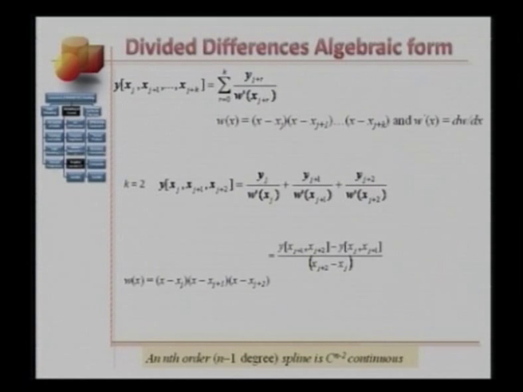Here w of x is the product of these three terms, x minus xj times x minus xj plus 1 times x minus xj plus 2. Although I have not given you the generic proof of this expression, I have mentioned before that you might want to prove this using mathematical induction. For case k equals 2, you can verify, however, algebraically, that this expression, which is by the definition of divided differences, will be identical to this expression over here.